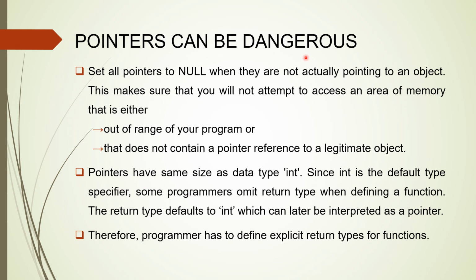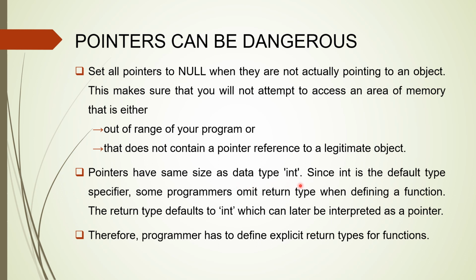So pointers can be dangerous. As I already mentioned while discussing the concept of a null pointer, soon after the pointer variable gets declared, it is better to assign the value null, because you have to always make the pointer point to some known memory location. Otherwise the pointer variables will produce some dangerous error during the execution of the program. And the size of the pointer is always equal to the size of the integer.